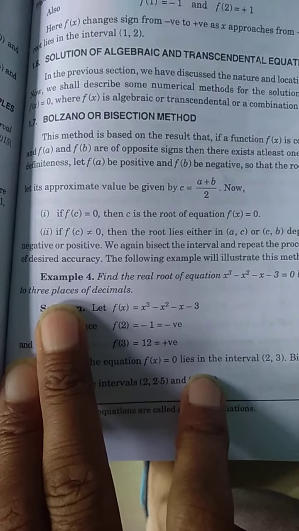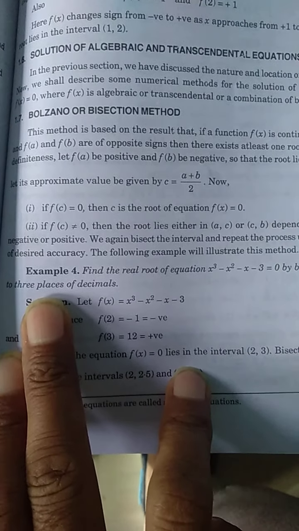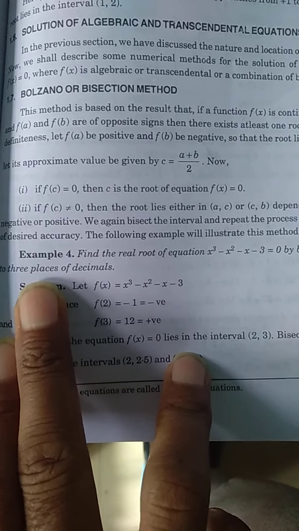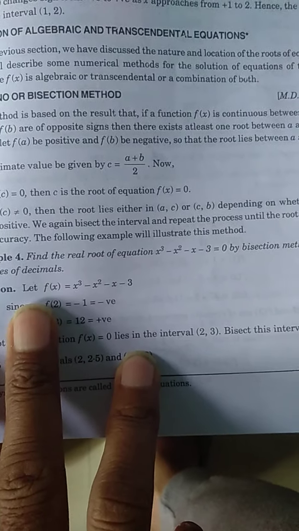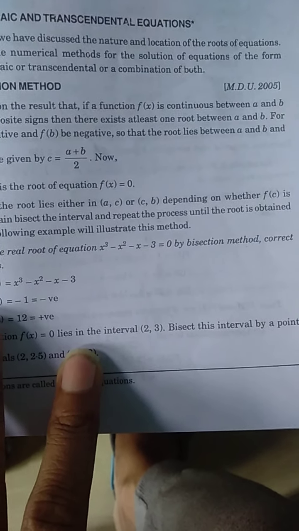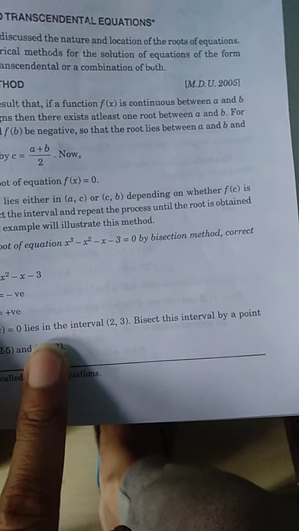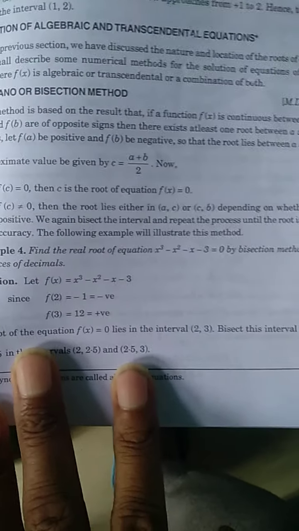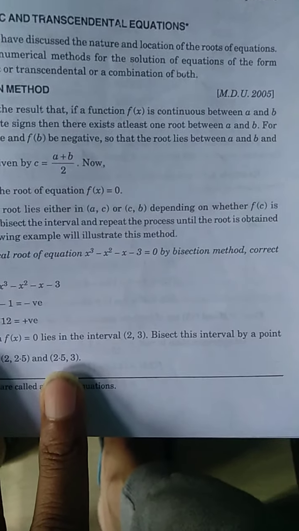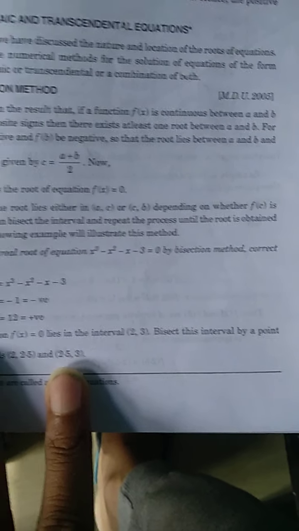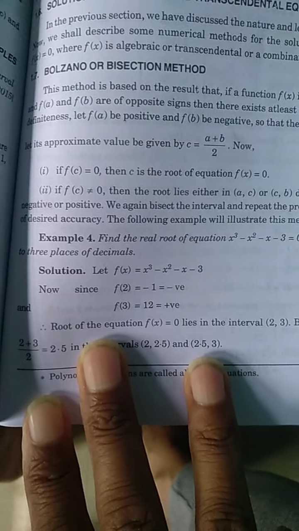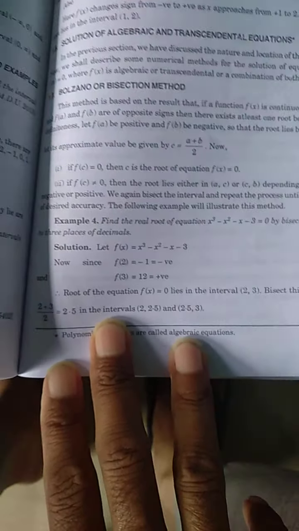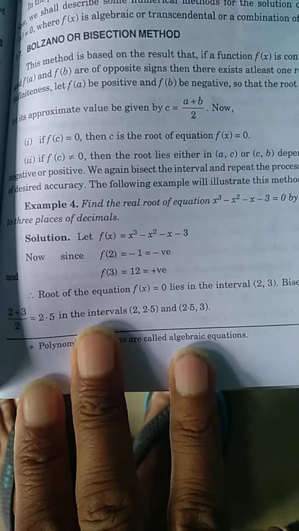Now, first case: if f of c equal to 0, then c is the root of the equation f(x) equal to 0. Second case: if f of c is not equal to 0, then the root lies either in a to c or c to b, depending on whether f of c is negative or positive. We again bisect the interval and repeat the process until the root is obtained to the desired accuracy. The example illustrates this result.